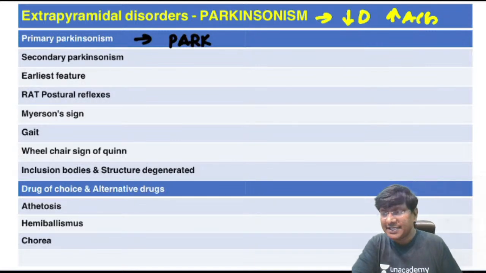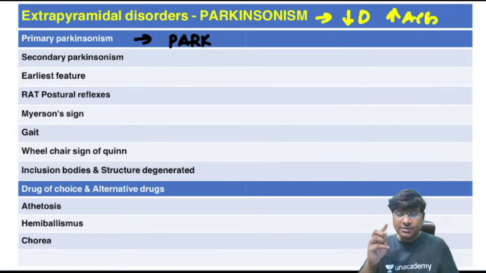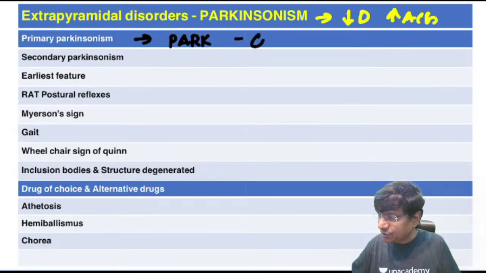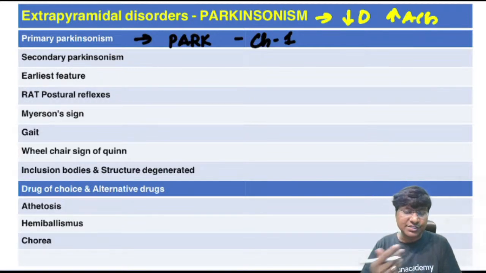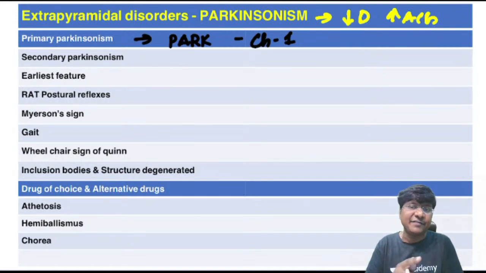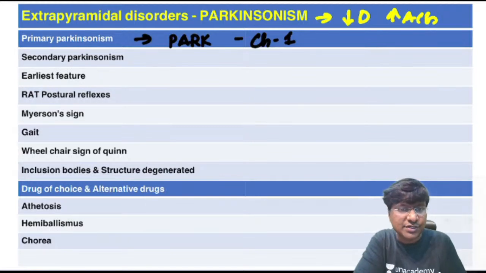On which chromosome is the Park gene present? This particular Park gene is present on chromosome 1. Then coming to secondary Parkinsonism, what exactly is this? It is post-encephalitic. Secondary to encephalitis, if you develop Parkinsonism, that is post-encephalitic Parkinsonism.